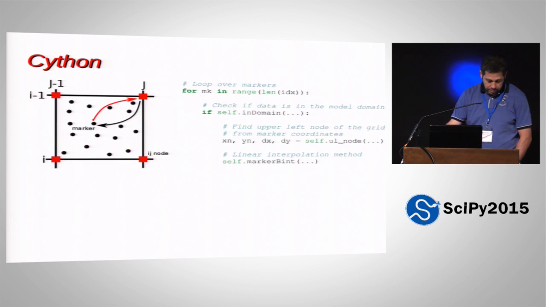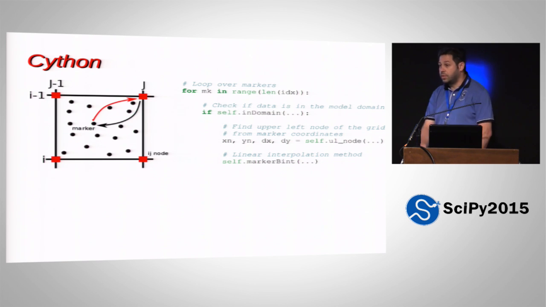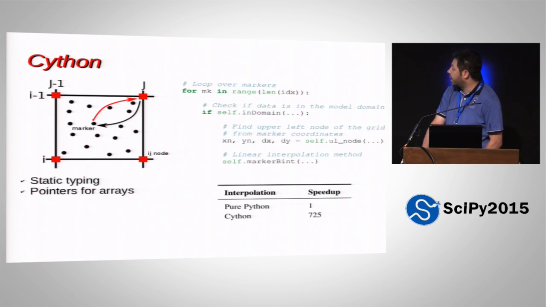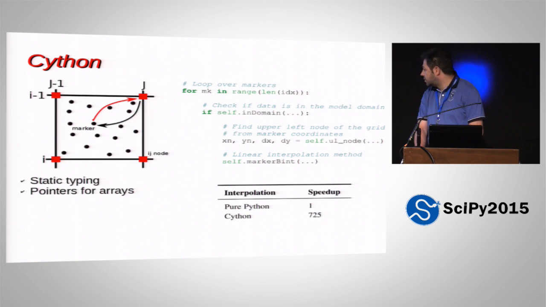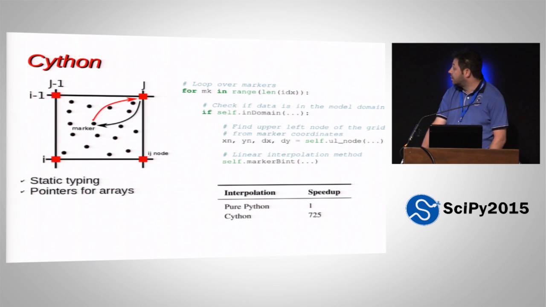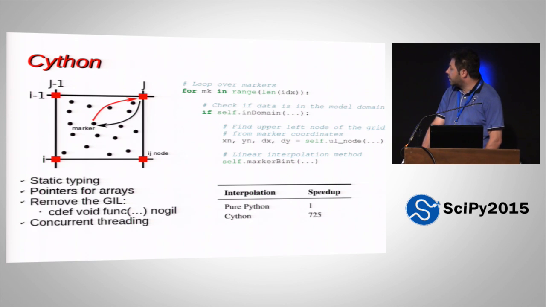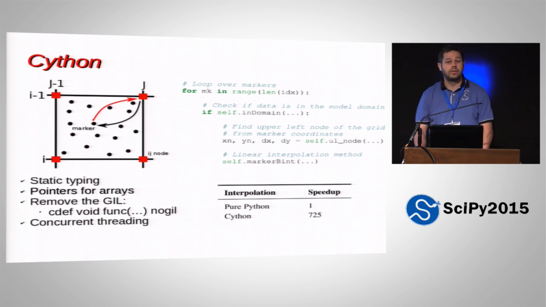One of the most critical points is the interpolation between markers and the nodes. As I already told, this is an atomic interpolation, and it cannot be vectorized with NumPy. So what we did is convert every interpolation operation with Cython, and just by adding static typing and pointers for arrays, we got a speed up of 700 times. We went further and removed the global interpreter lock and activated threading.